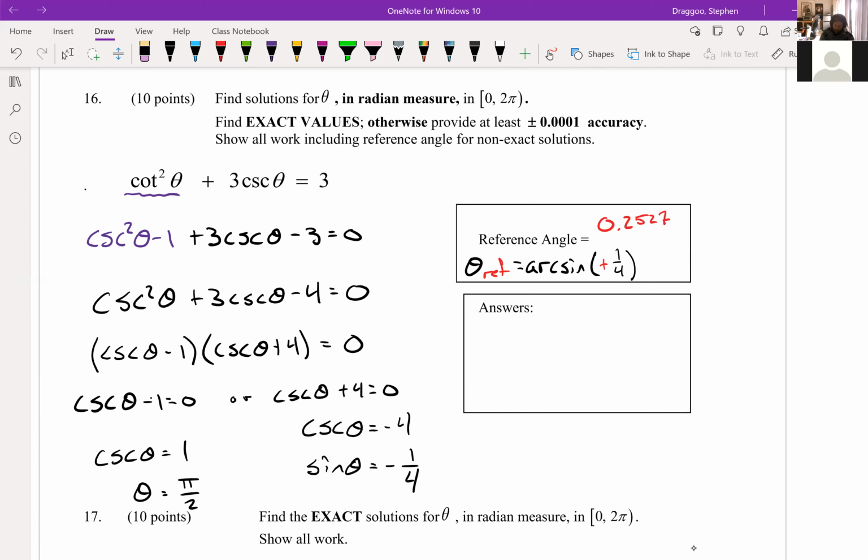Then we have negative sine, so we need the third and the fourth quadrants, Q3 and Q4. So I want pi plus the reference angle, and I want 2 pi minus the reference angle.